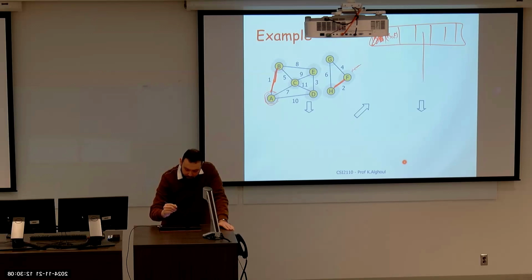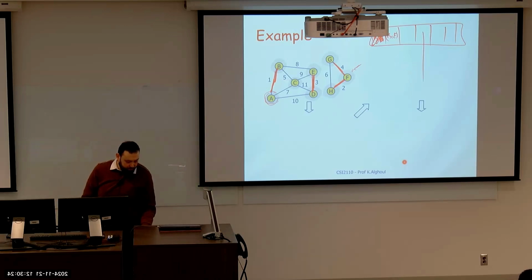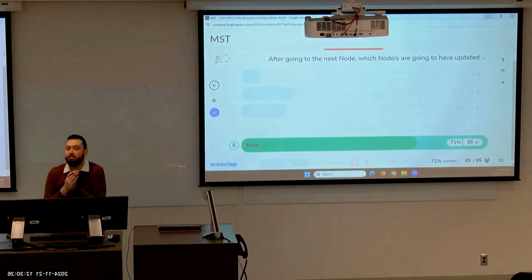D. 3, exactly. The next one. Joel. G and F. Very good. So let's continue. It's very simple if you get it. Kruskal is super simple.